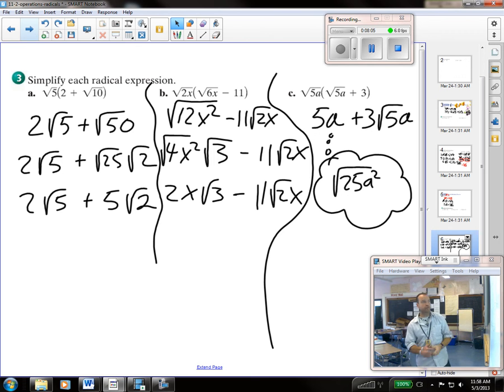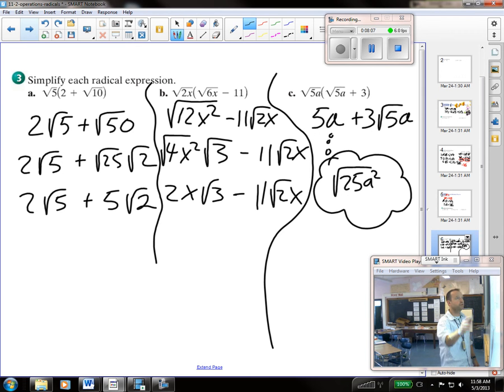All right, so here's what it should look like. Again, the first one, just a quick review of the work that's up here. We distributed the 5 to the 2 terms in there. Again, these can't interact. One's outside the radical, one's underneath. These 2 can interact because they're both underneath. And then we have to simplify the 50. Okay, and we cannot combine them at the end.